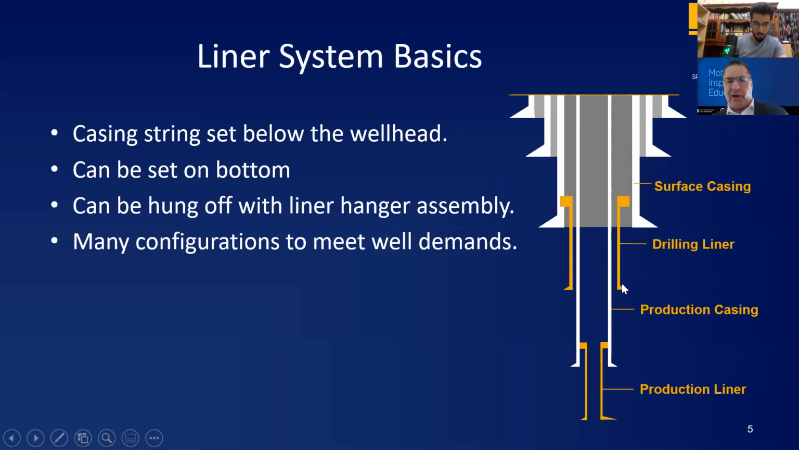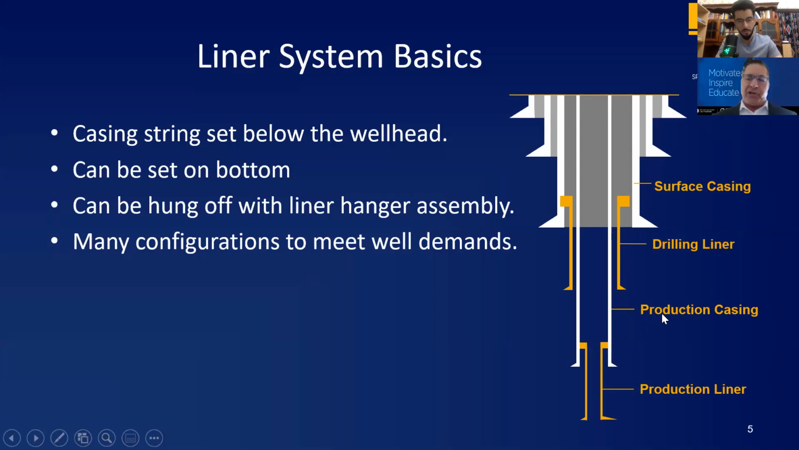So a drilling liner usually gets you deeper than your previous casing string could get you based on your pressure window constraints. And of course, this casing has to be designed to withstand the loading in case of a well control event at this shoe.